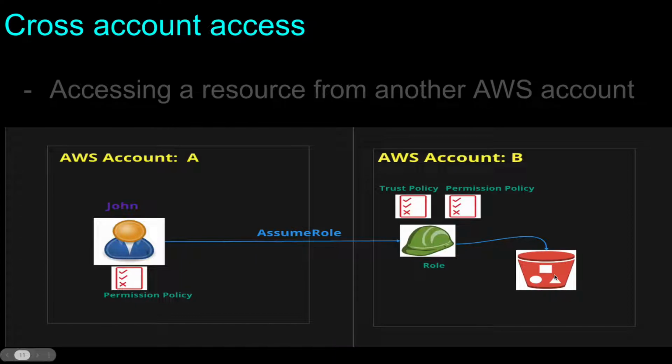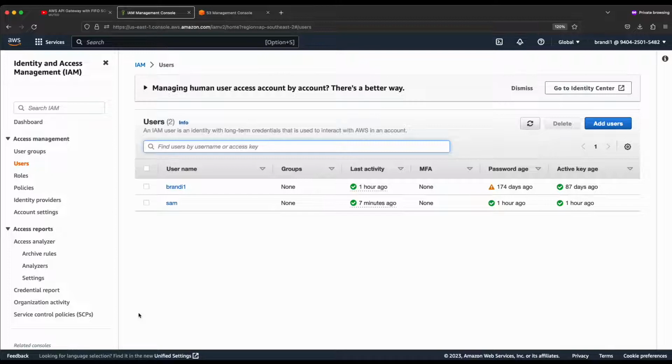So now this is the theory. Now let's see this in action. I'm back in my AWS account A. Currently I have two users. And what we're going to do is create a user called John, as we discussed in the previous scenario.